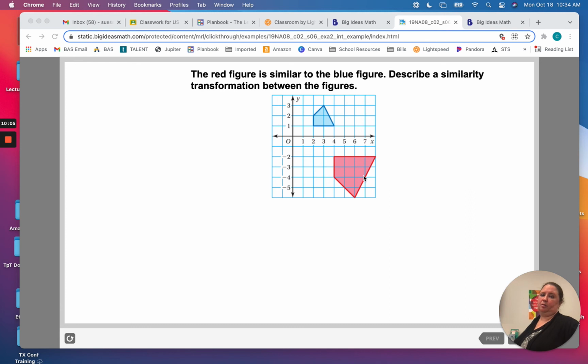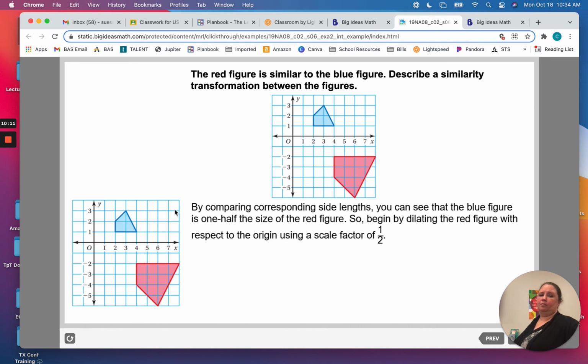Red figure is similar to the blue. It might be red to blue. It is. He is correct. It's red to blue. So from red to blue is a reduction. Okay? And it's about half the size. So your scale factor is going to be 1/2, 1 to 2.